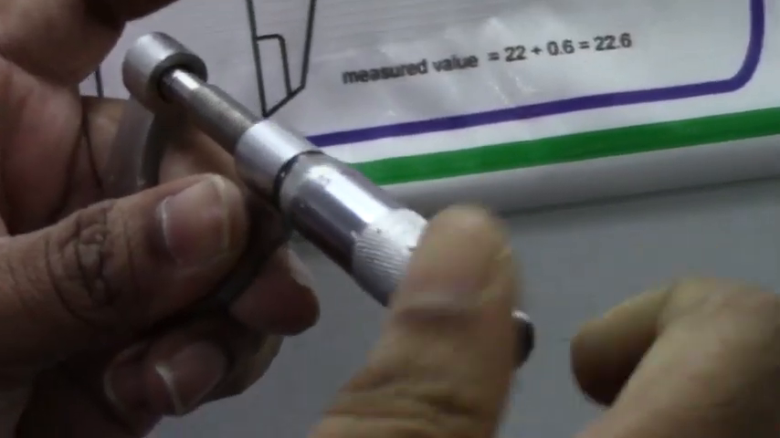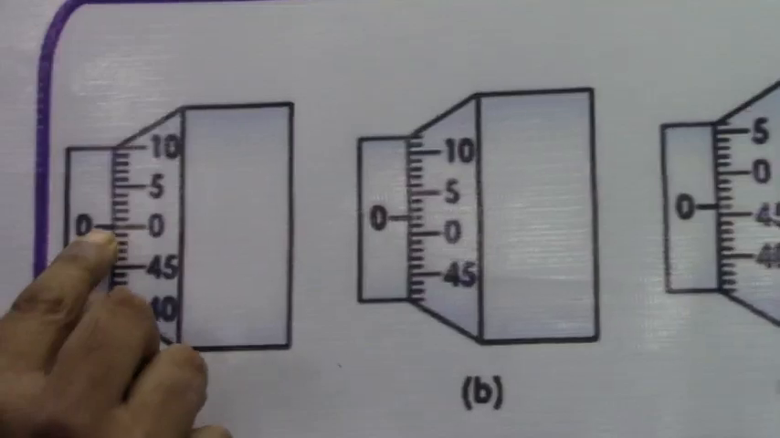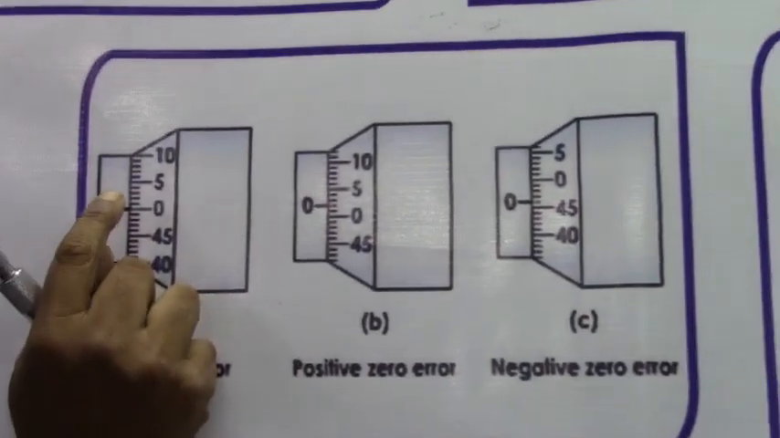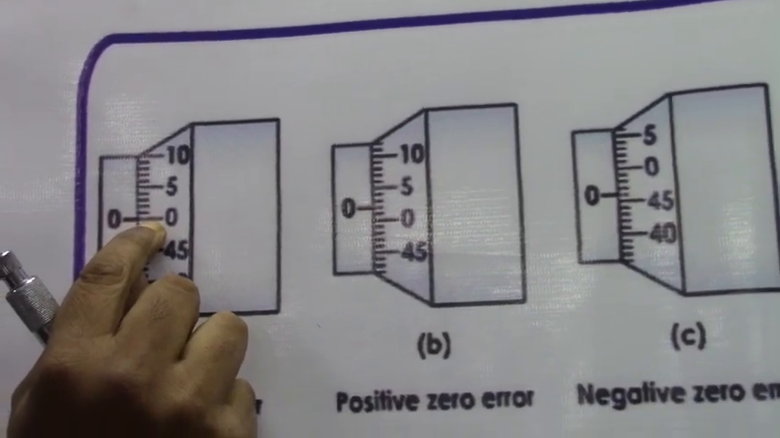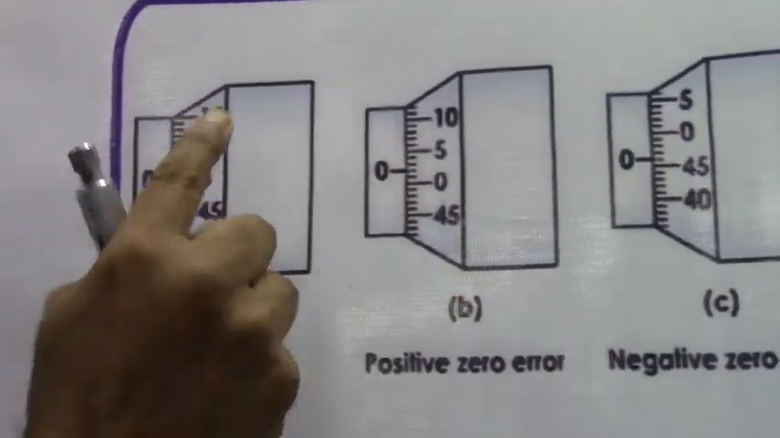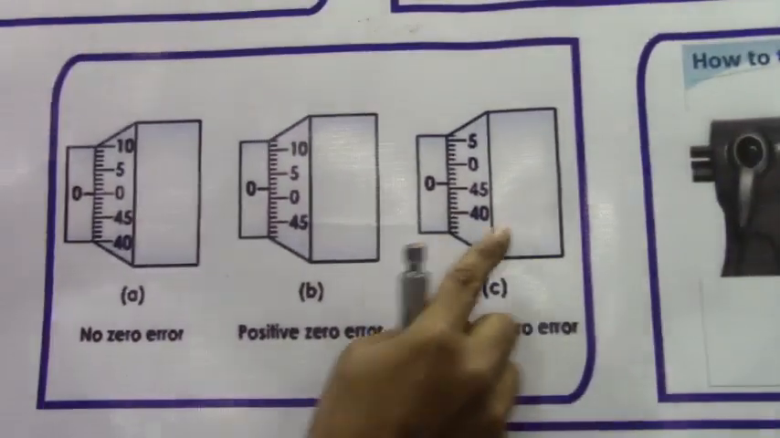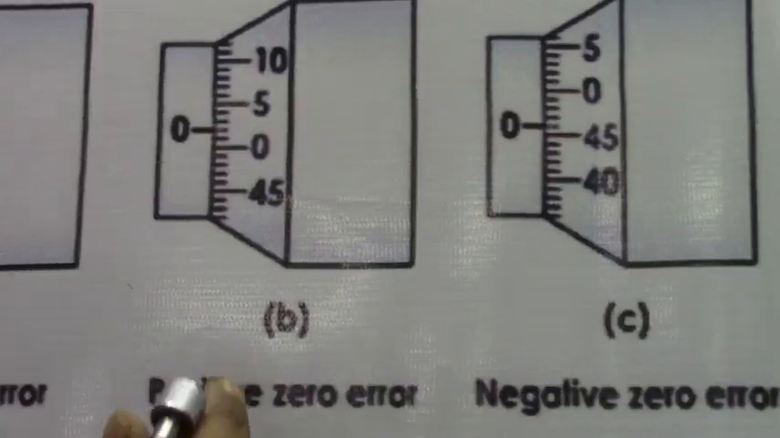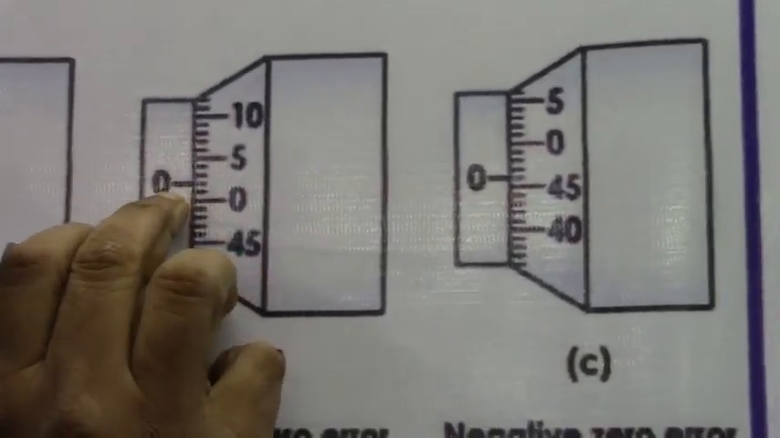Generally this screw gauge may have errors. Let us see what type of errors it can have. Here you can see, students, this line on the pitch scale is called the index line. If the index line exactly coincides with the 0 on the head scale, then there is no error. This is called no zero error. And let us say there are two cases. Generally if this device becomes older and older, it may have either positive error or negative error.